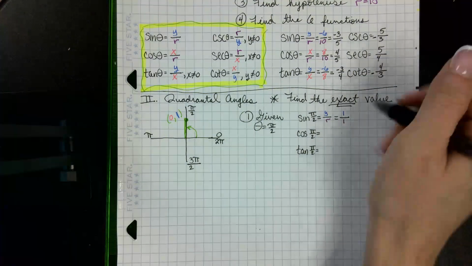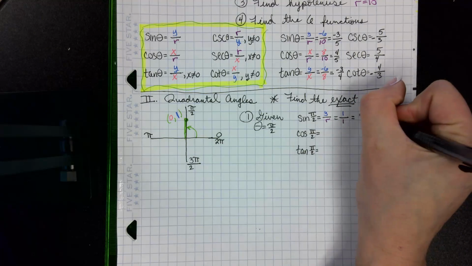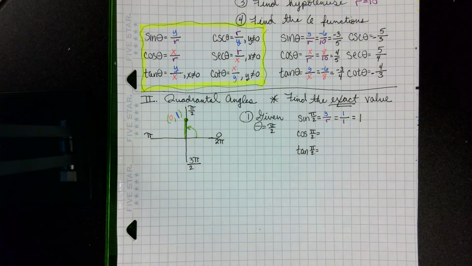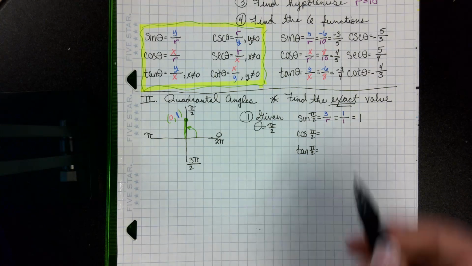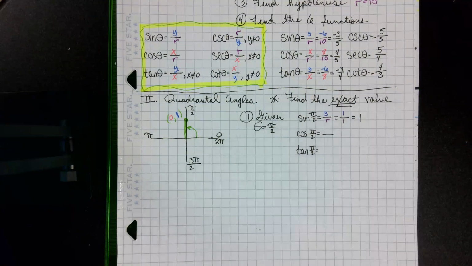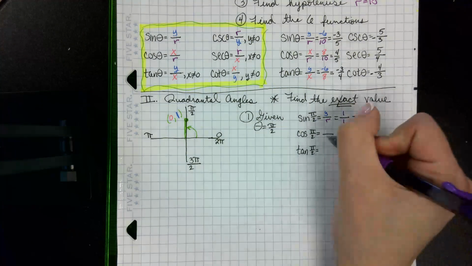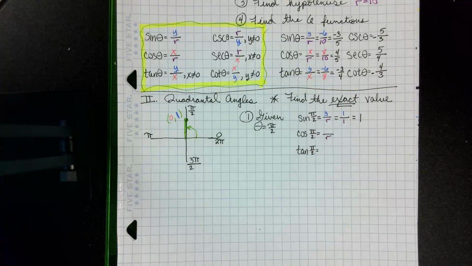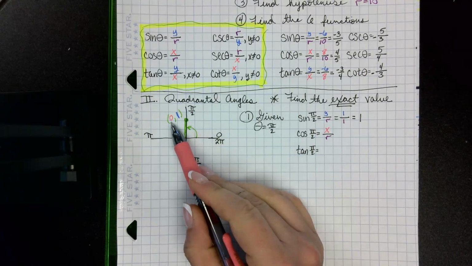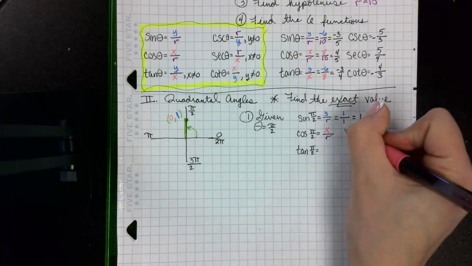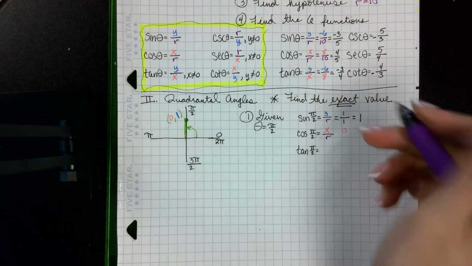So the sine of pi over 2 is 1. Then cosine. Radius on the bottom. Cosine is x over r. My x value is 0. So this is going to be 0 over 1.